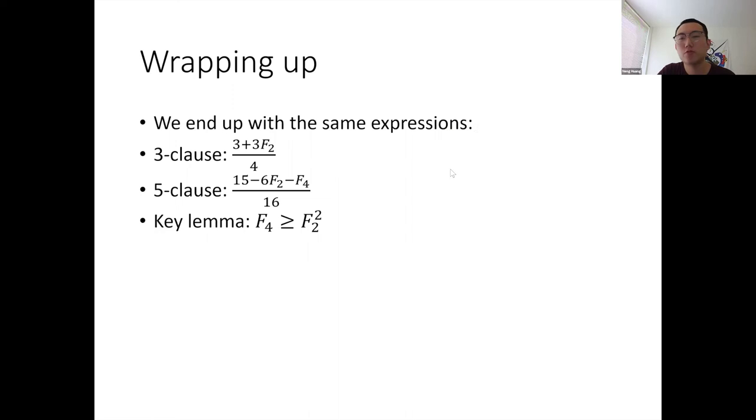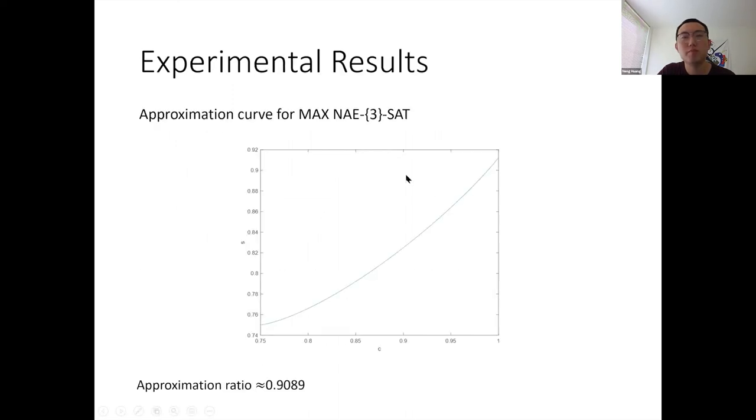Okay, I still have a few more minutes, so let me show you some experimental results that we have. As I mentioned earlier, we have determined the approximation curve for max NAE-SAT. It's shown in this figure. The x-axis is the completeness C, and the y-axis is the soundness S. This graph is essentially saying that on instances with optimum value C, we can achieve a value of S.